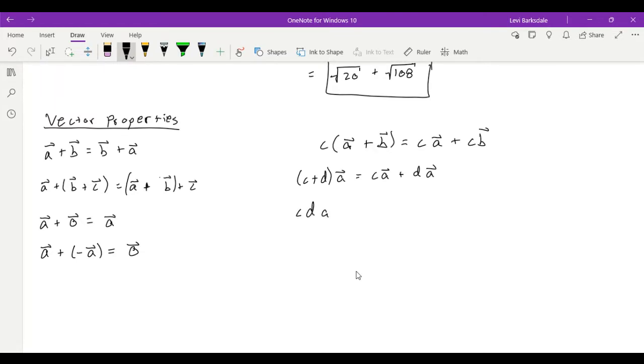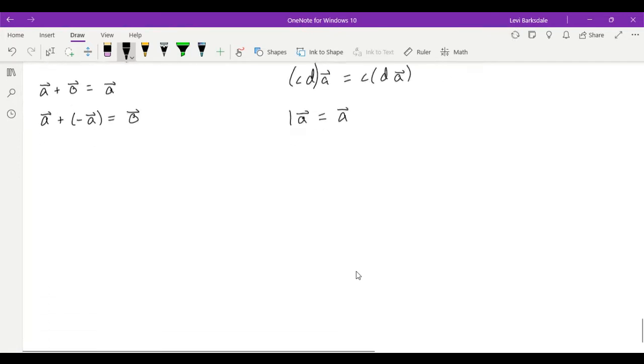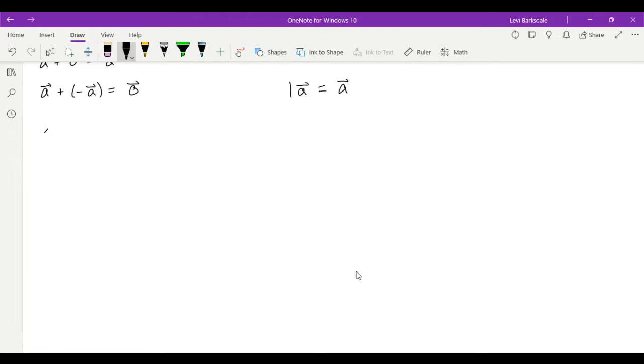We also have associativity of multiplication. So we can multiply C and D, our two constants, together, then multiply by A, or we can multiply the vector by one of the constants first and then the other. And we also have, whenever we multiply a vector by 1, it just stays the same. So most of these are pretty intuitive. They're just the same properties you've been using your whole life with the real numbers, but now you're using them for vectors. There are 3 special vectors.